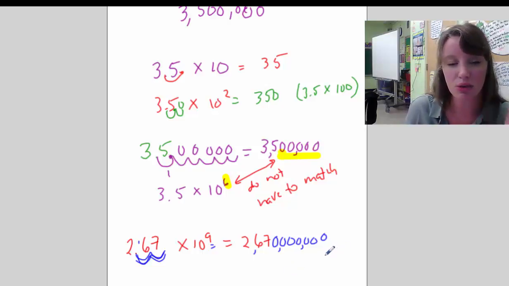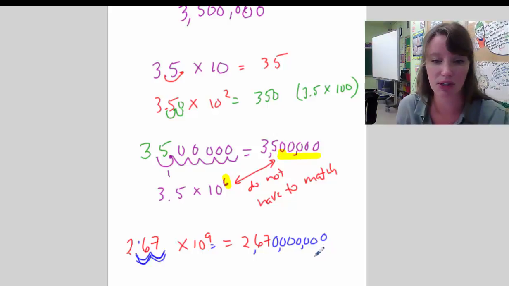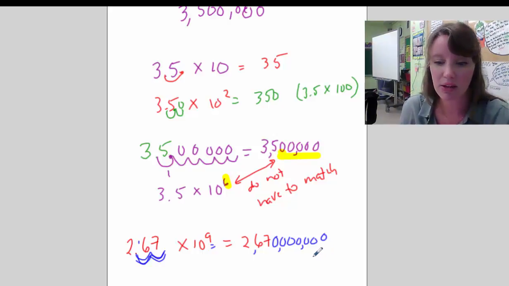So in this lesson you learned about scientific notation, and you learned how to move back and forth between standard notation and scientific notation. And that's the end of the lesson for today.